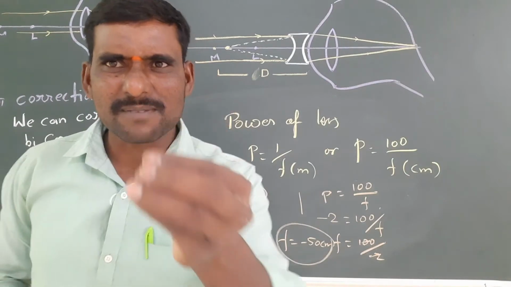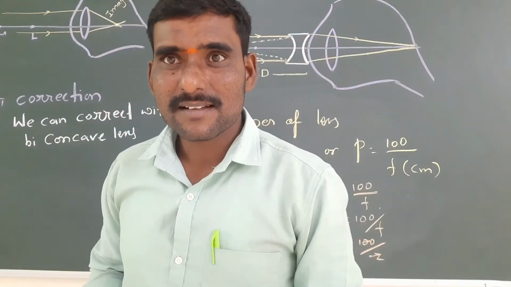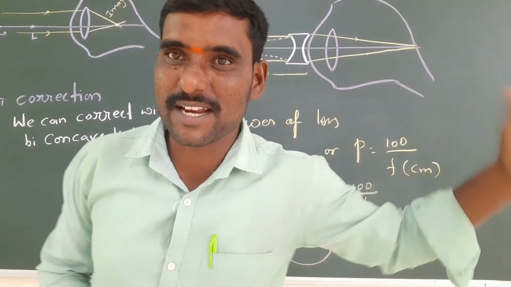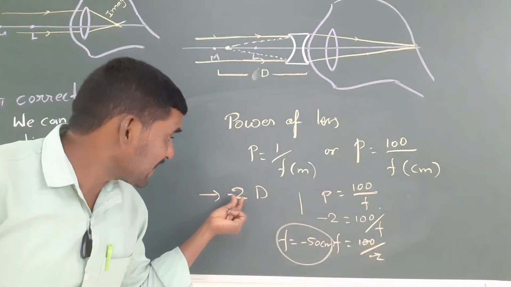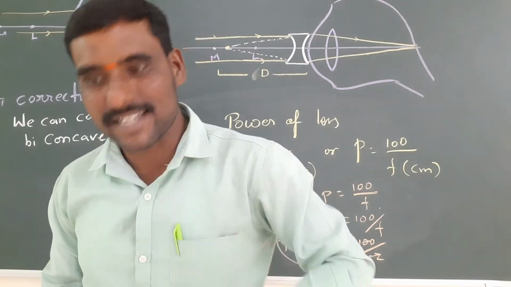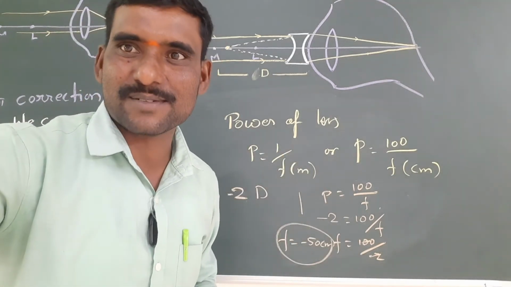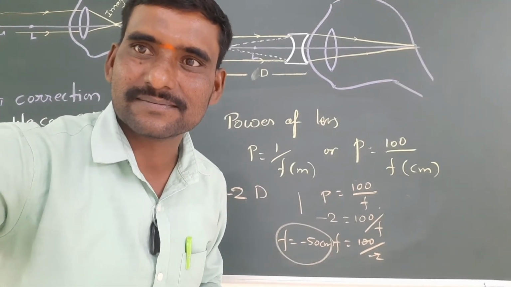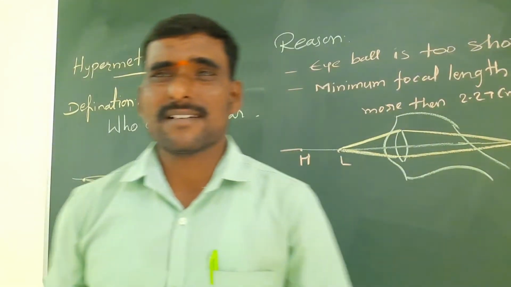You can calculate for your brother, your sister, everybody. You have to know the power, how much power they are using, whether it is negative or positive. You should know. This is negative only. Myopia is negative. We'll see positive now also, hypermetropia. Yes, very simple.